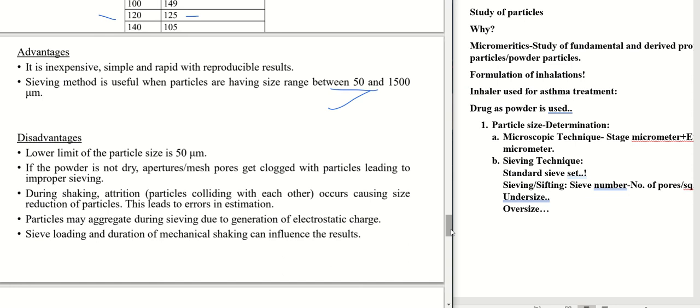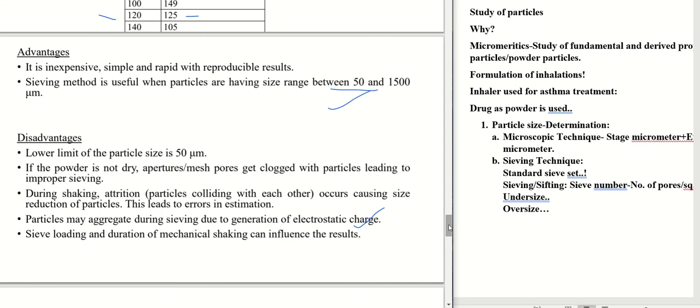At the same time there might be a generation of electrostatic charges over the particles that might lead to attraction between the particles and might lead to aggregation. So the particles cannot remain as individual entities; rather it might cause lumping up of all the particles, or coagulation or agglomeration of all the particles might be seen. So this could be added as a disadvantage.